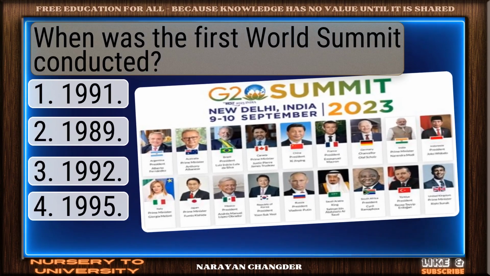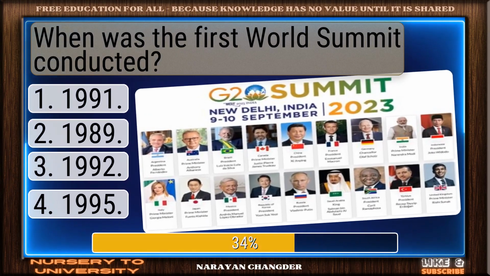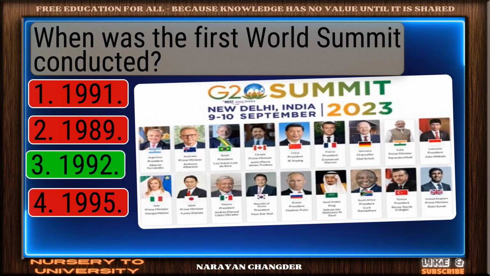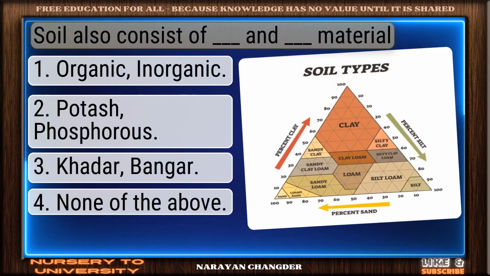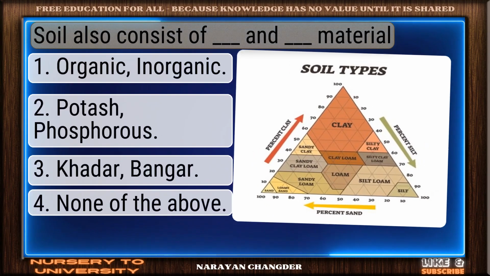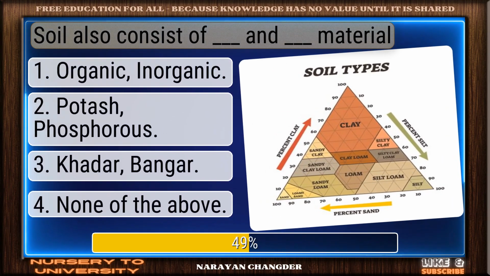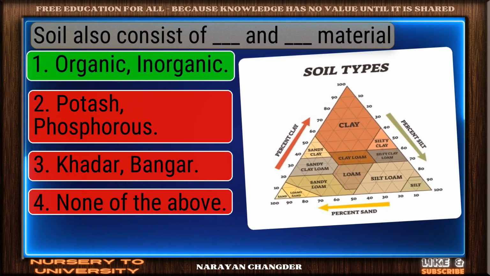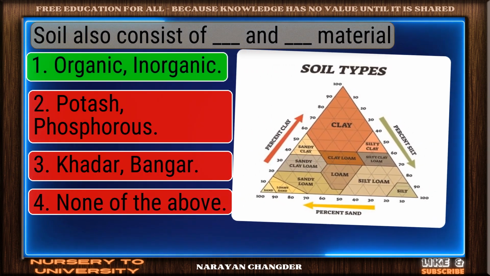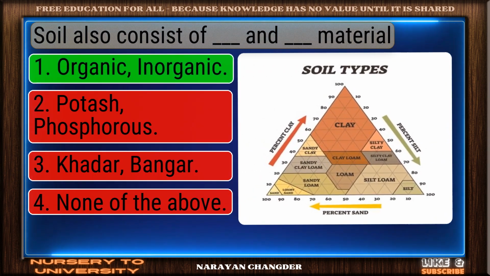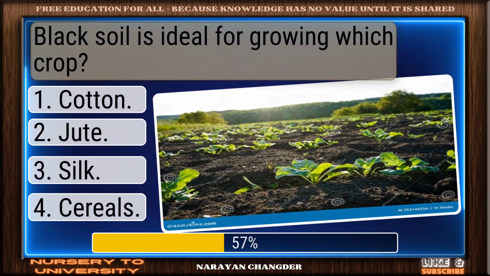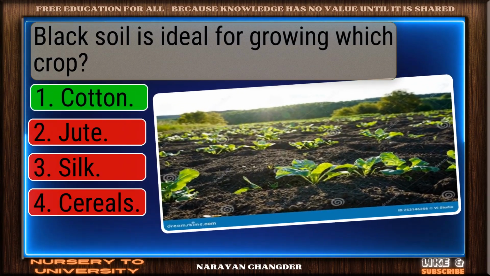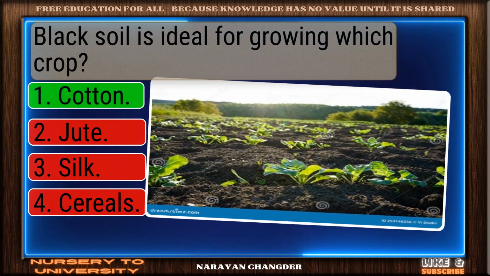When was the first Earth Summit conducted? You're right. 1992 is correct. Soil also consists of dash and dash material. Nicely done. Organic, inorganic is solid. Black soil is ideal for growing which crop? Well reasoned. Cotton is correct.